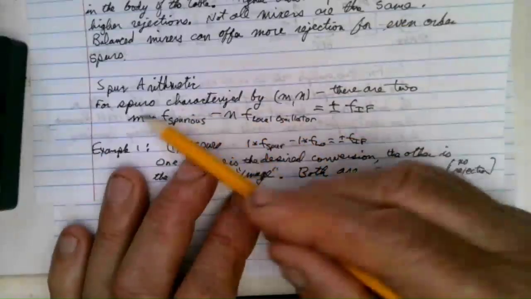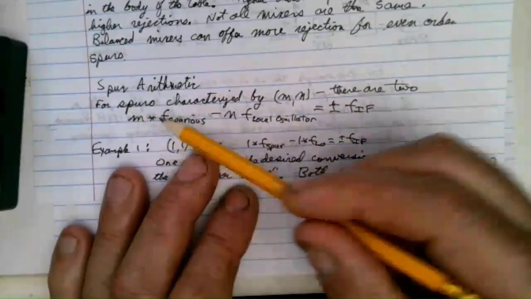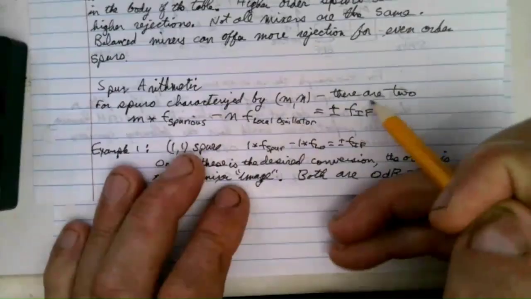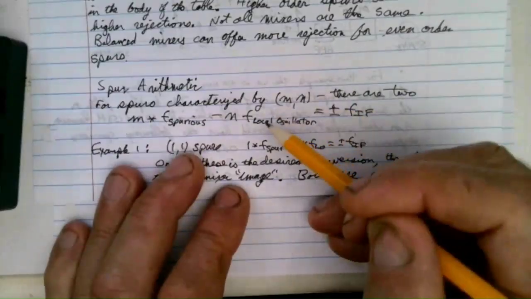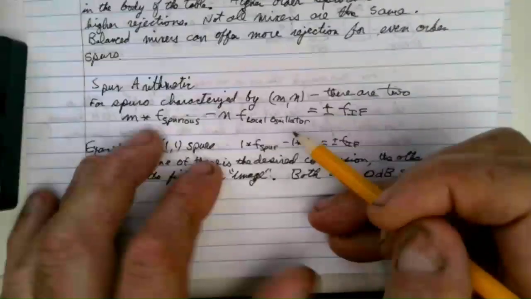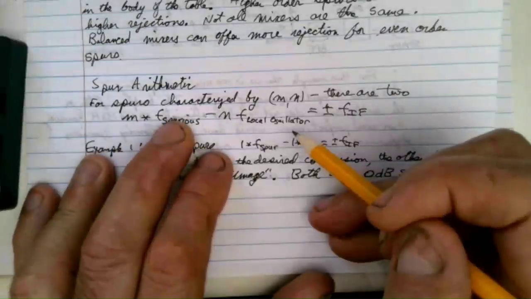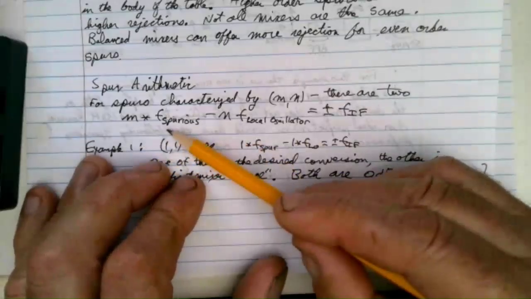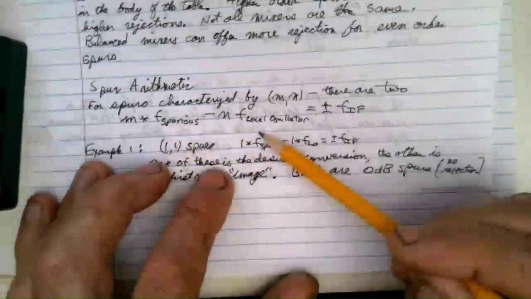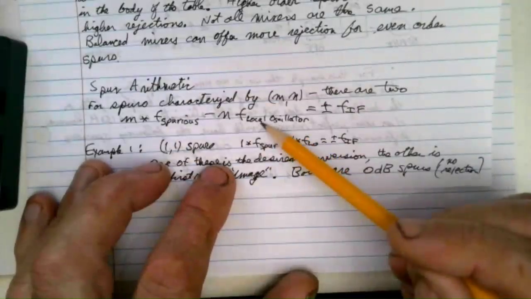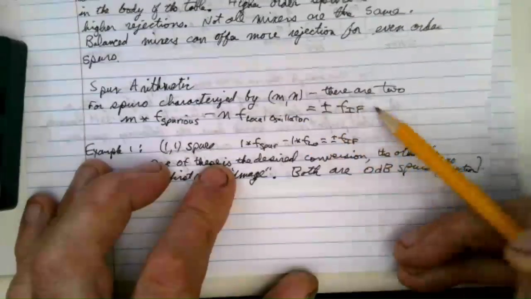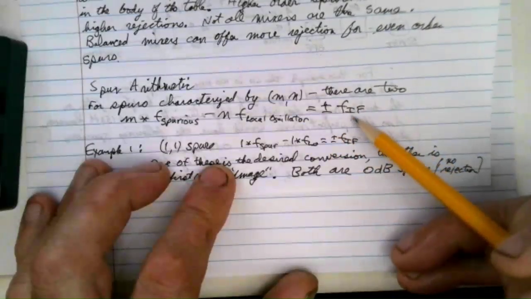All right. What do we mean? What's the spur arithmetic associated with this ordered pair M, N? Now, there are 2 spurs for each ordered pair, and here's the math to determine the spurious frequency. M times F spur minus N times F local oscillator, or LO, or injection, whatever you want to call it, equal plus or minus F IF.